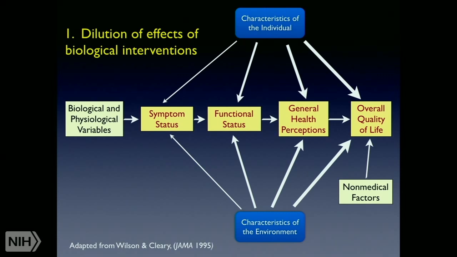But one of the things that's implied by this model is that the effect of that intervention will be seen most acutely in those things that I measure in terms of the biology or physiology of the body. Right? Next, it will be symptoms. Next, it will be functioning. But because there are a lot of other things, other characteristics of the individual, other characteristics of their environment that contribute to symptom experience, functional status, general health perceptions, that effect of that biological intervention gets diluted. And so it's harder for me to show an effect of my intervention when I'm measuring things further out here.